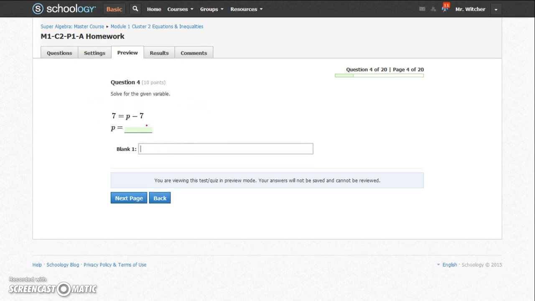Example 4. We're subtracting 7. What's the inverse of subtraction? Addition. If we add 7 on both sides, negative 7 plus 7, which we can commute and write as 7 minus 7, just by commuting these, that's 0. So again, the net effect here with inverse operations gives us 0. And p equals 7 plus 7, which is 14.